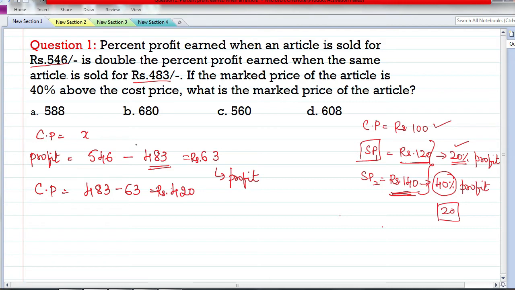Hope you understood this. Let us assume the cost price as X rupees, and the selling prices are 546 and 483. Two different selling prices they have given. In the first case, we get double the profit. So the difference between them is that extra profit. That extra profit of 63 is the same amount of profit earned by selling it at 483 also. So we subtract that 63 from 483, we get 420 rupees. We are not bothered what that profit percentage is, because what we need to find is the market price.